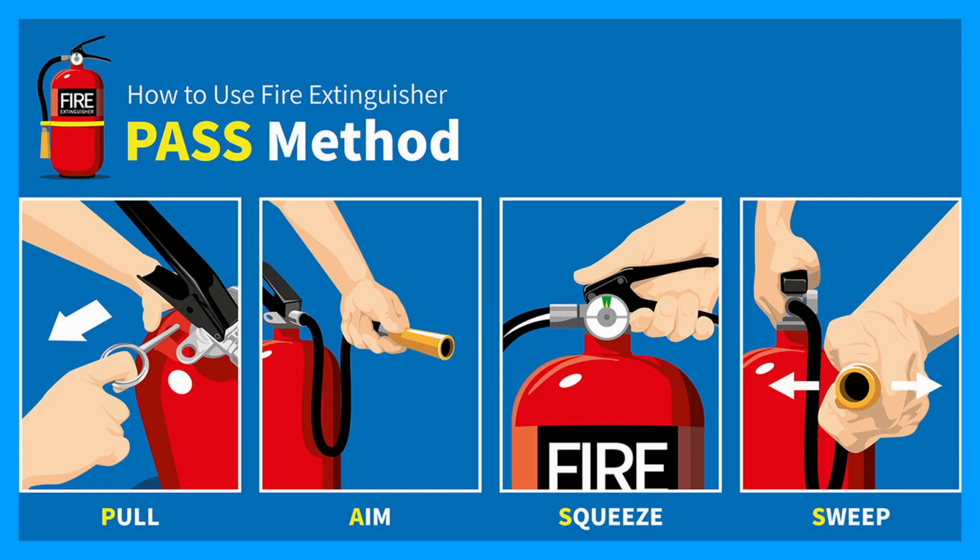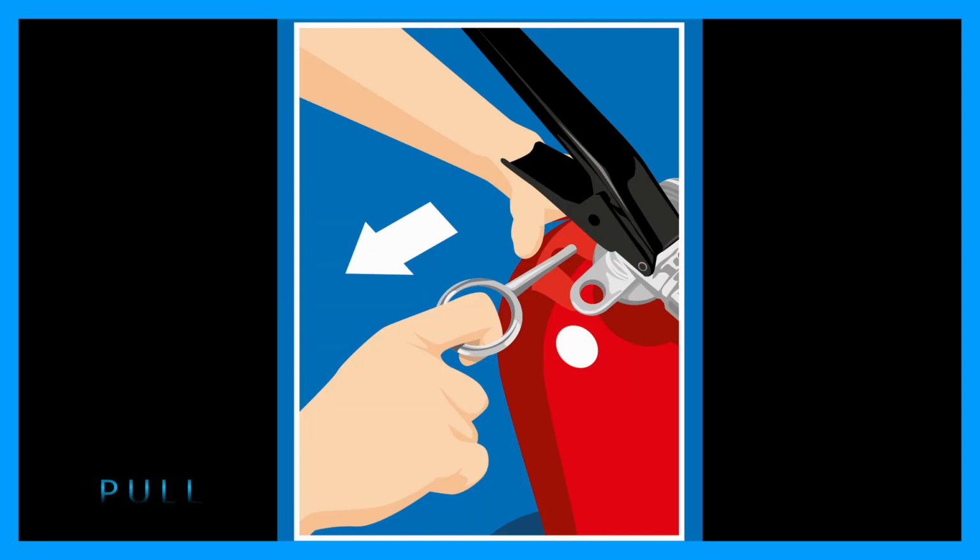PASS stands for pull, aim, squeeze, and sweep. When using the extinguisher, first pull out the pin. This action will also break the security seal. Ensure you don't press the handle while removing the pin.